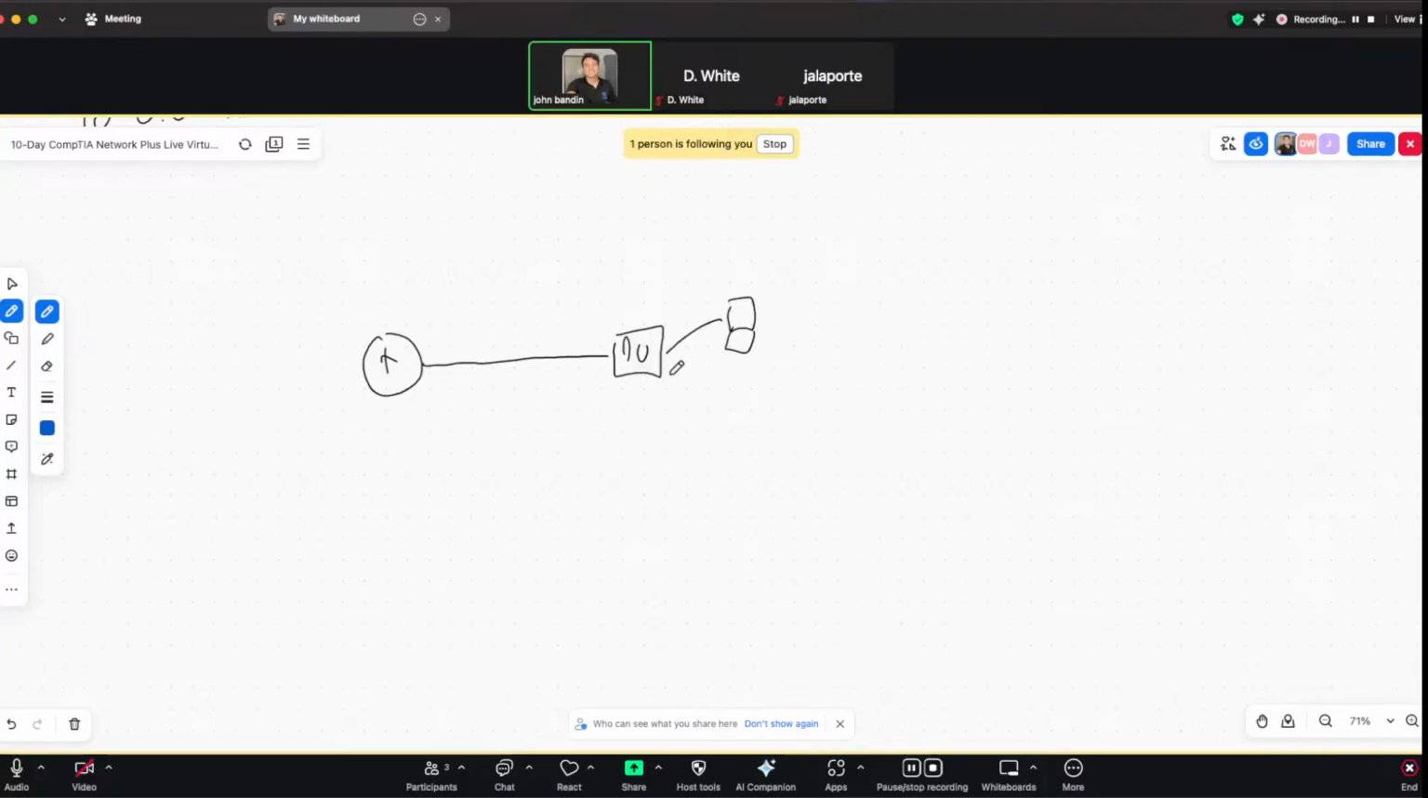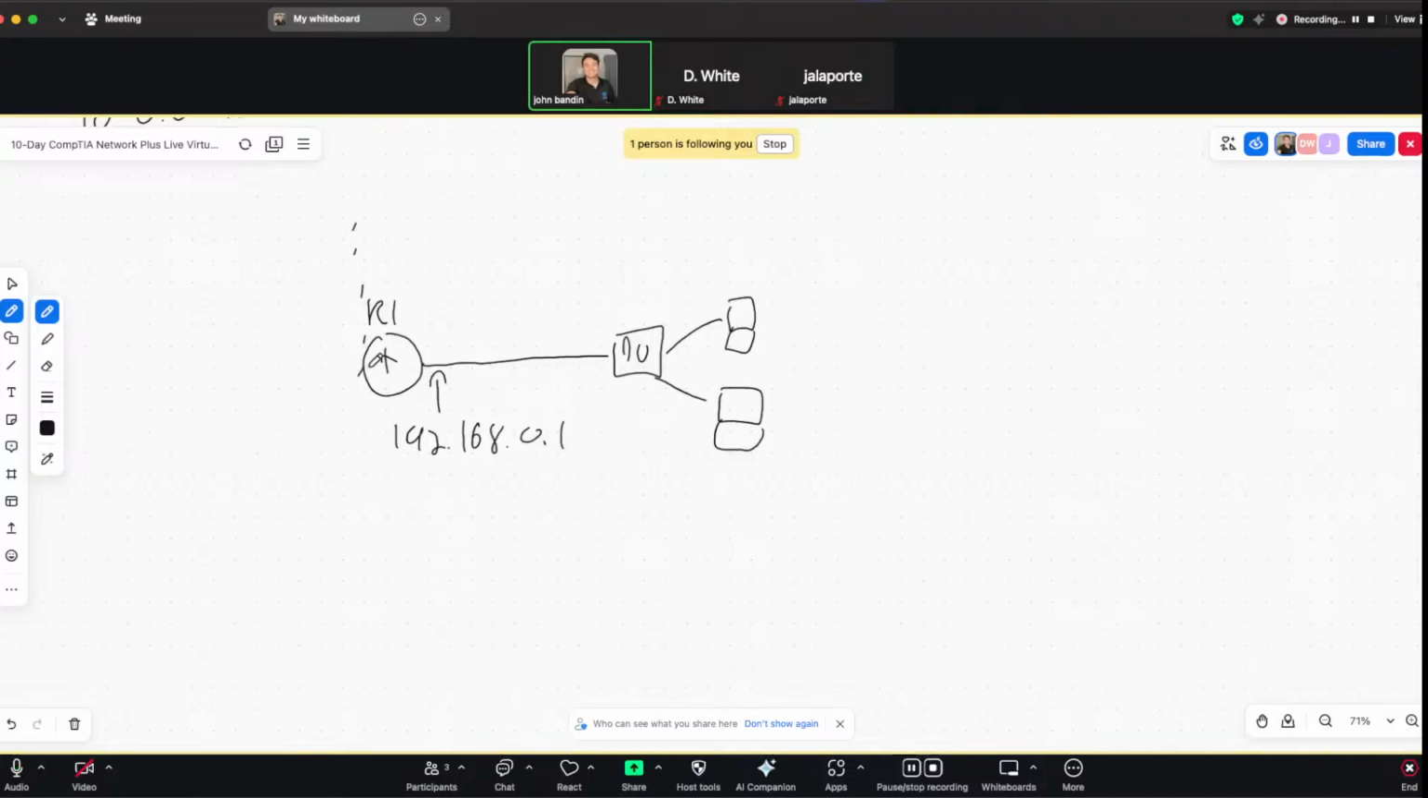So here we go. This network here, actually, no VLAN yet. So I have this little network design here. At R1, at this interface here, it's going to be 192.168.0.1.